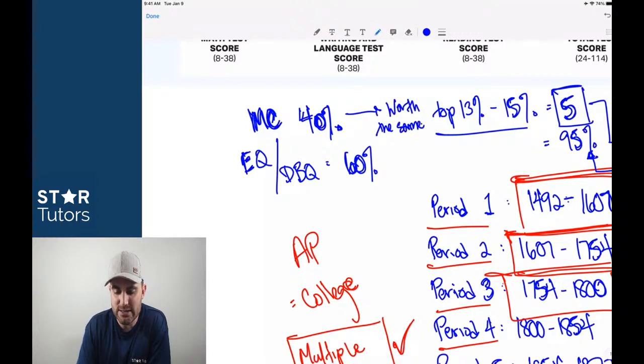Okay? And what we always say is that there are going to be questions on this test that you really know well, and there are going to be other questions that you have no idea what they're talking about. Then there's a middle ground, and this is the one that gets tricky.